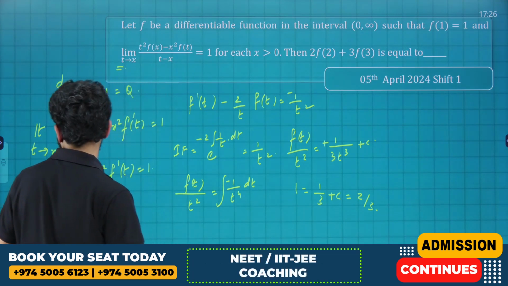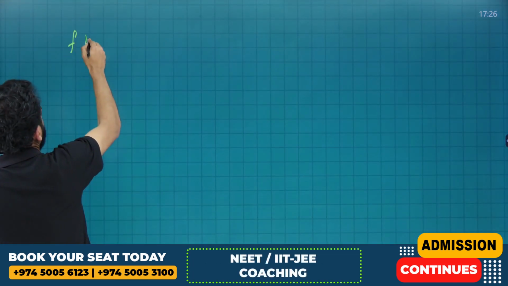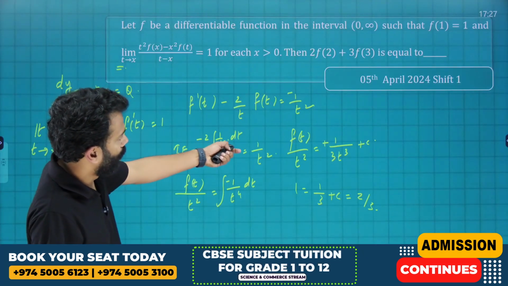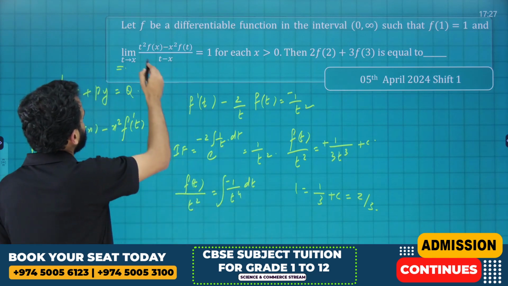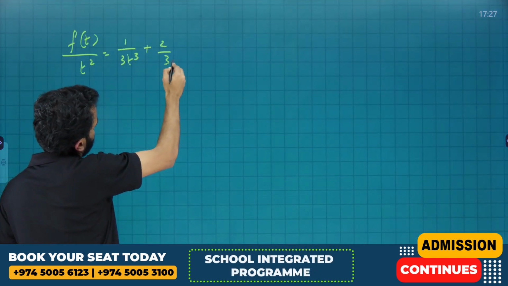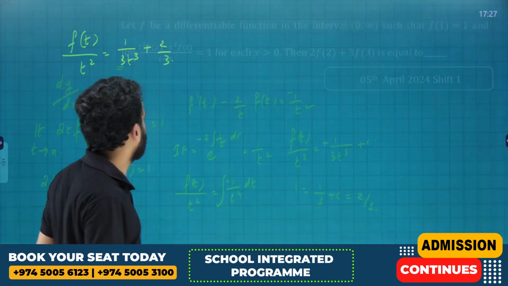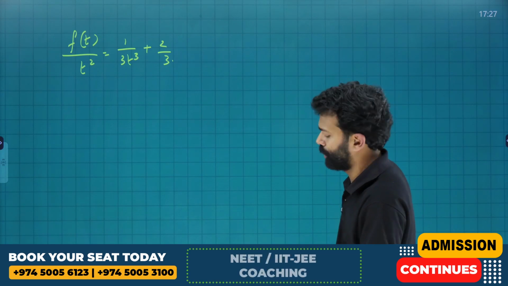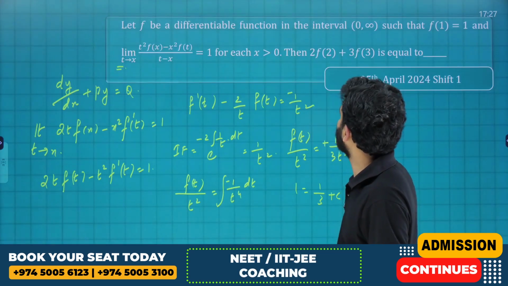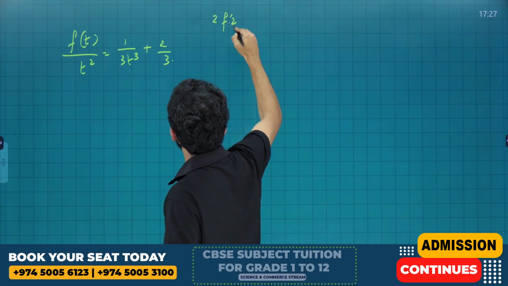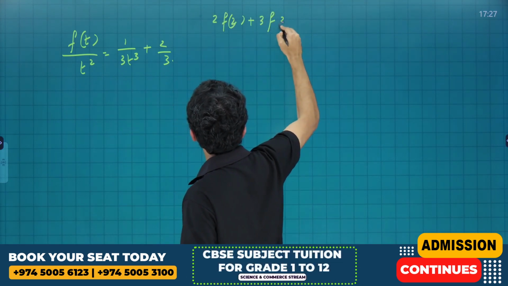That is f of t by t square. F of t divided by t square is equal to 1 by 3 t cube plus c, that is, 1 by 3 t cube plus 2 by 3, right? Let's check it one more time. C is 2 by 3. So, what do you want to find here actually? 2 into f of 2 plus 3 into f of 3.